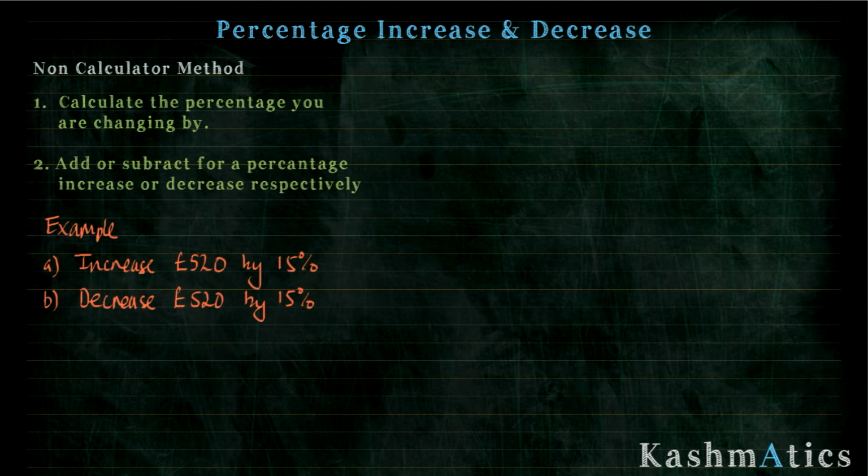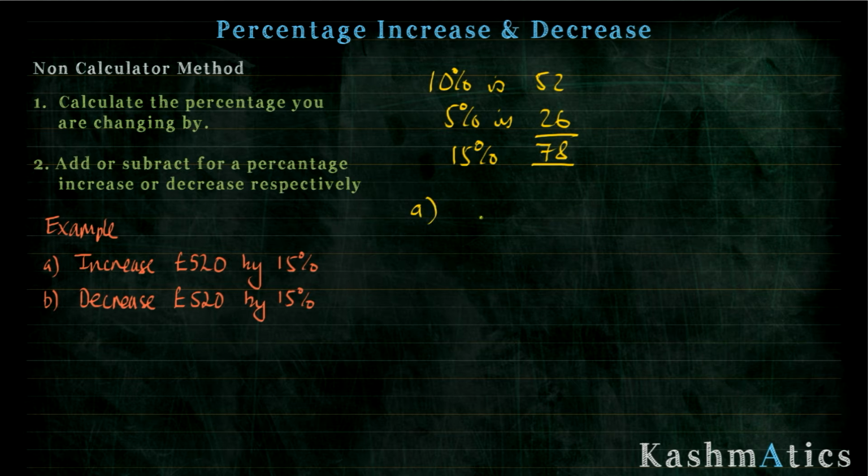It says increase £520 by 15%, and the second one says decrease £520 by 15%. So what I'm going to do here is work out what 15% of £520 is. And in order to do that, I'll work out 10% first, and 10% is 52. 5% would be half of that, so that'll be 26. And if I add them together, I'll get what 15% is.